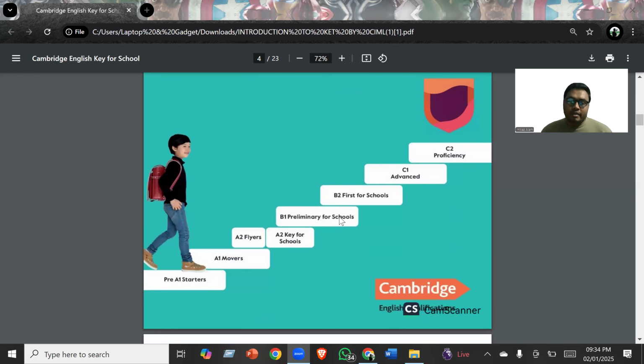Now, there are many types of levels, and these levels are pre-A1 Starters, A1 Movers, A2 Flyers, A2 Key for Schools. Today we will talk about this level, and that is A2 Key for Schools. And there are levels like B1 Preliminary for Schools, B2 First for Schools. We can also call it FCE, and more advanced, C1 Advanced and C2 Proficiency. So you can see there are lots of levels, and all these levels are connected to the Cambridge curriculum.